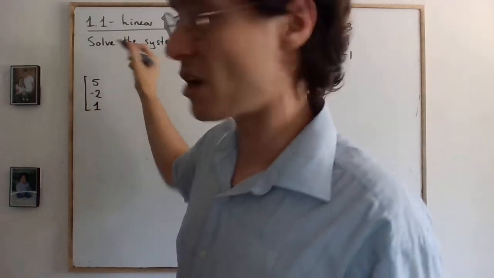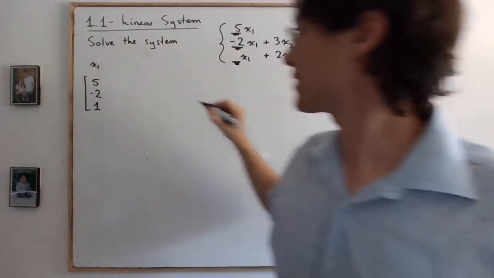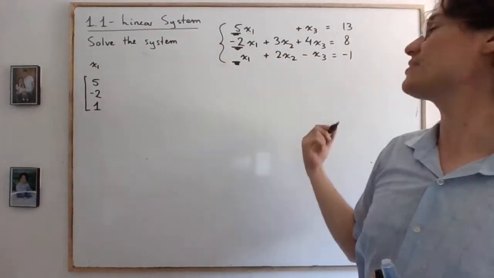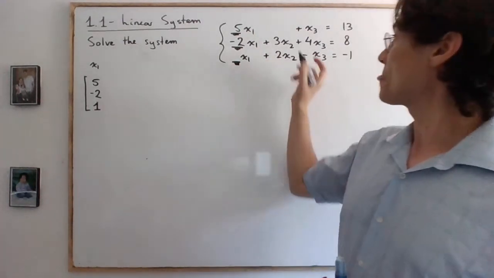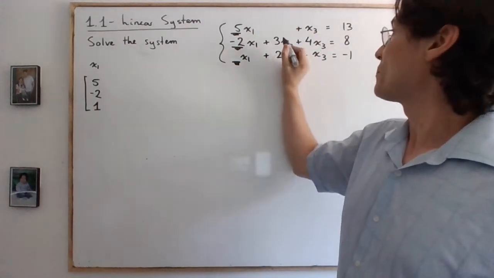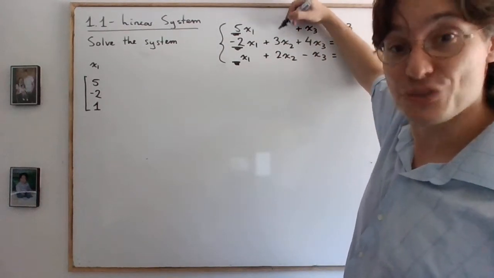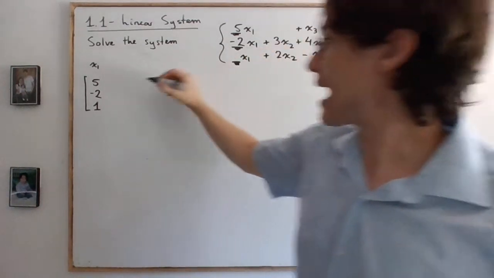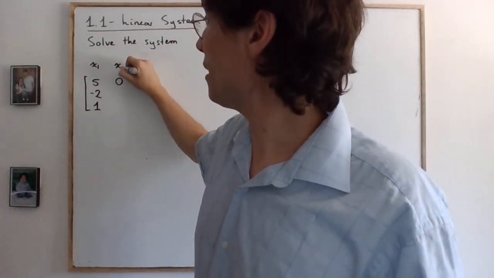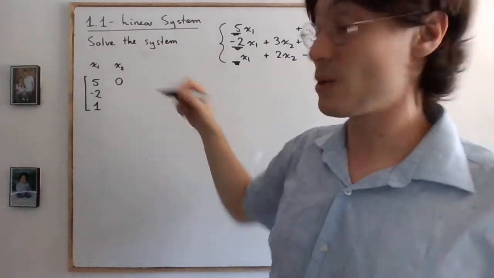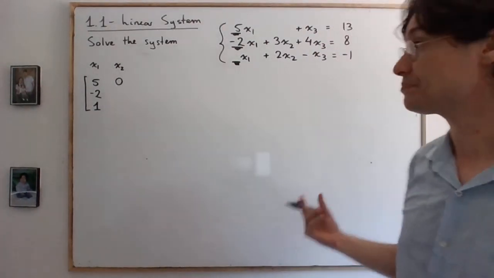So that is the first column. Remember, it represents the variable x1. Okay? So the columns represent the variables and the rows represent the equations. Okay, now the second column. Notice that we don't have any x2 over here. This means that this entry of the matrix will be 0. So it's like saying 5x1 plus 0x2.